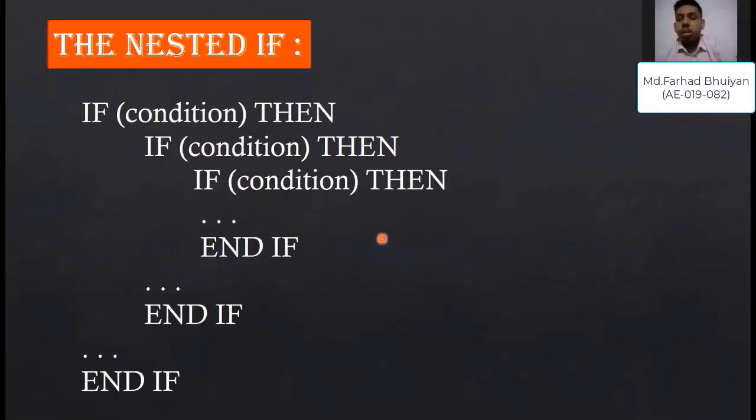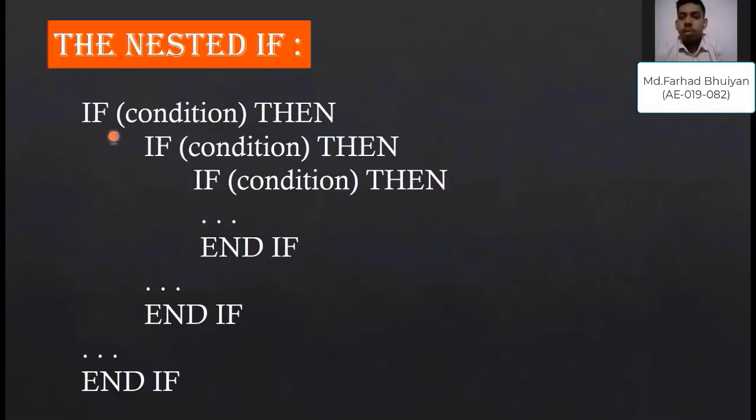My groupmate Nihal has talked about the block if construct. Now I am going to discuss the nested if statement. So what is nested if? Two or more block if constructs nested. Two block if constructs are said to be nested if one of them lies entirely within a single code block of the other one. Here is the structure of nested if.